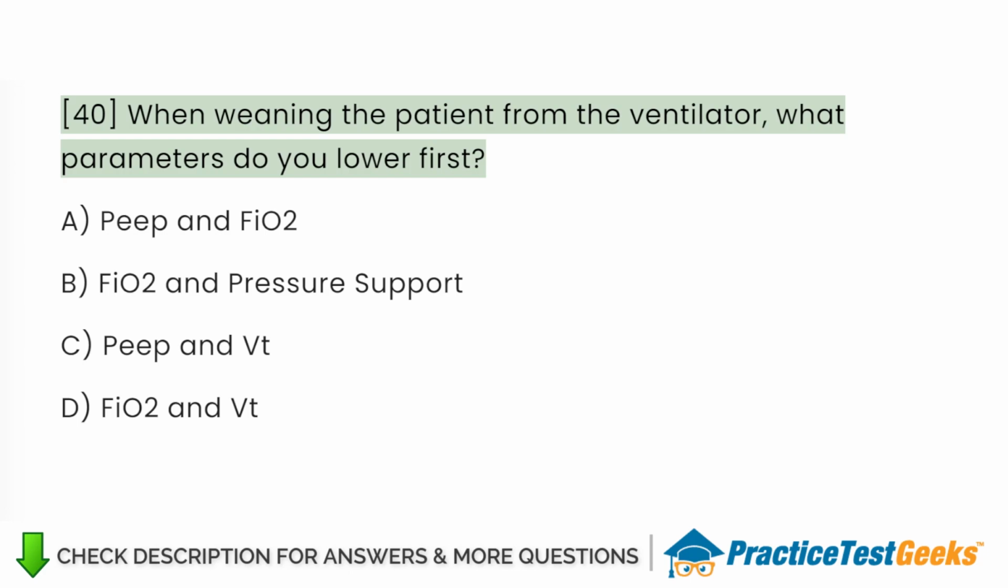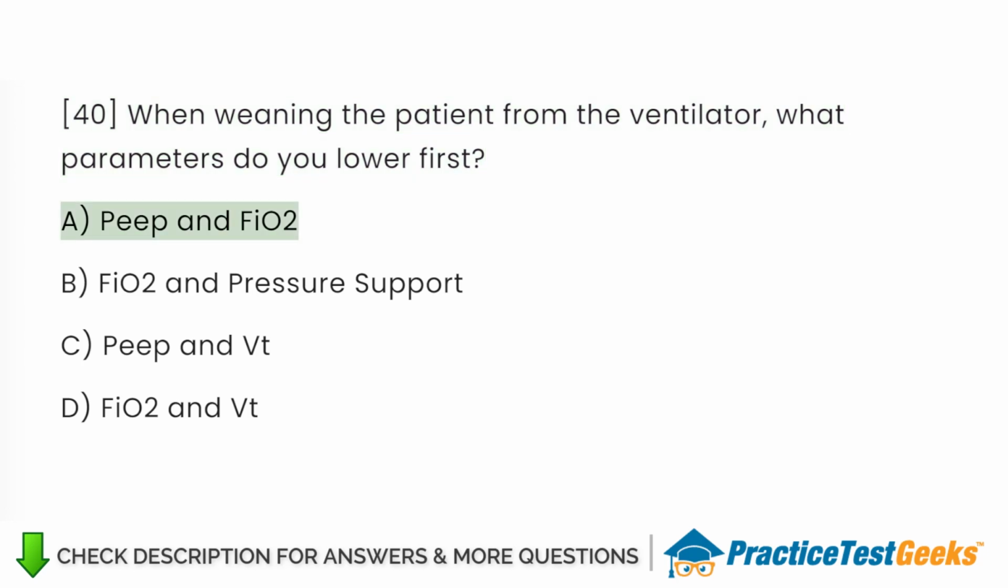When weaning the patient from the ventilator, what parameters do you lower first? A. PEEP and FiO2. B. FiO2 and pressure support. C. PEEP and VT. D. FiO2 and VT.